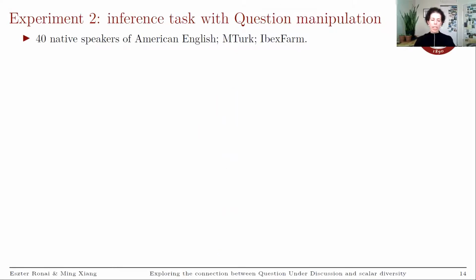So having replicated the scalar diversity effect, let us now turn to a QUD manipulation. In our second experiment, we are investigating whether overt questions have an effect on the SI rate for all these different scales. Once again, we conducted a web-based experiment with native speakers of American English. And the basic inference task was identical to the one in experiment 1 that I just walked you through.